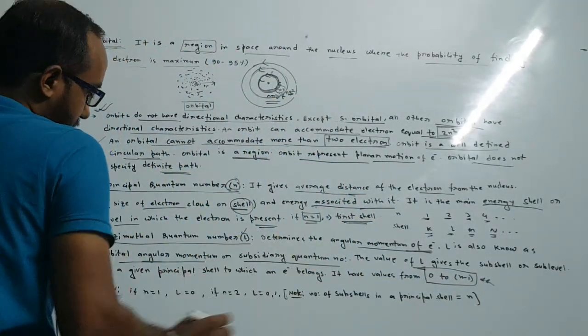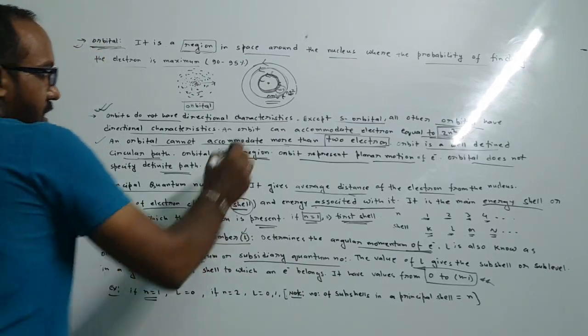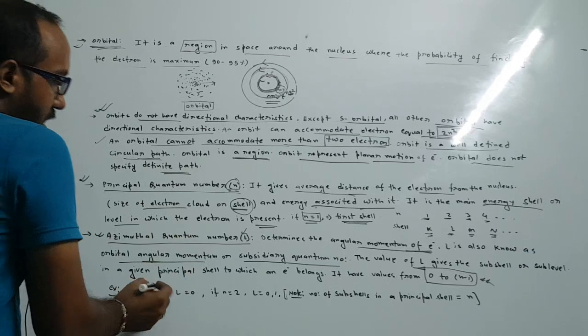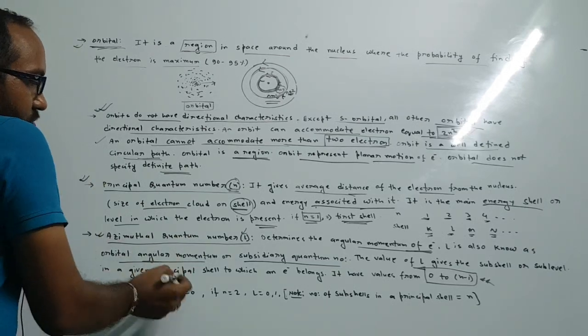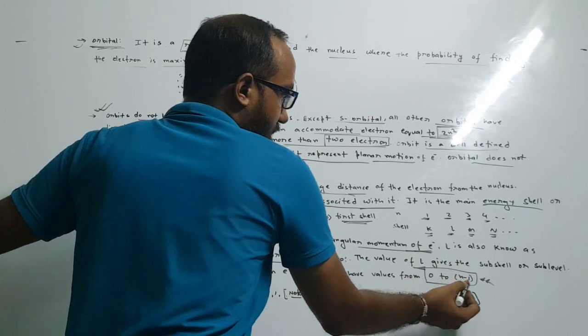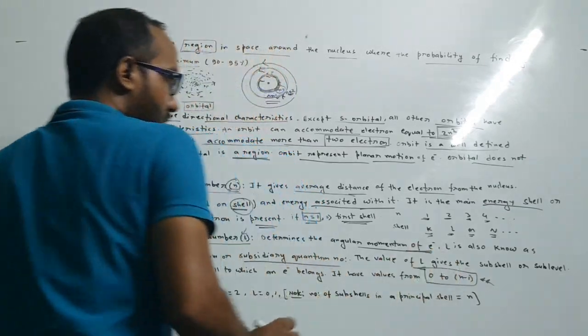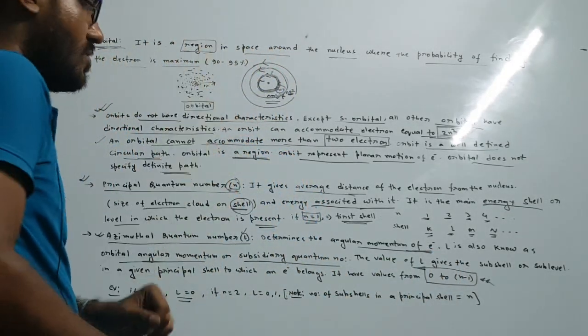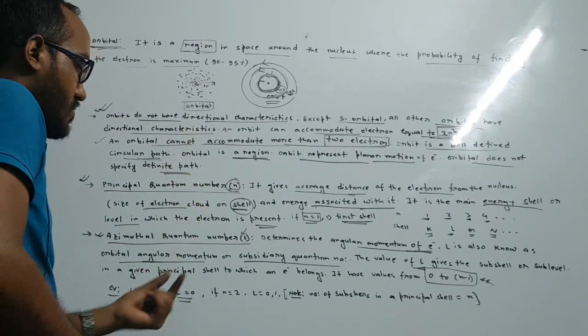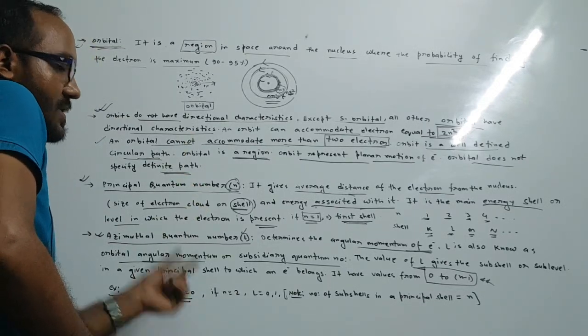Let us see some examples. N equals 1 means the first shell. If n equals 1, then we have only one subshell, because 1 minus 1 is 0. So 0 to 0 means you have only one value. So for one shell, you have one subshell.